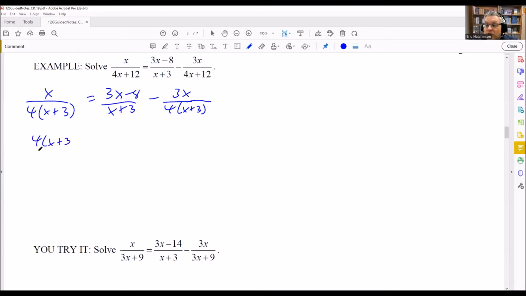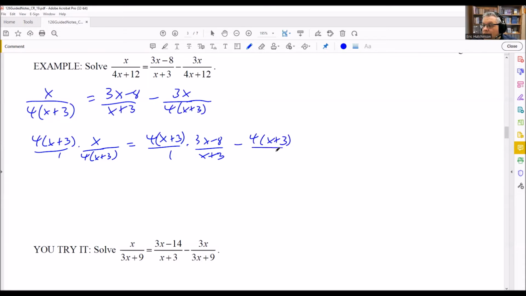So 4 times x plus 3 over 1 will get multiplied by the first fraction we see here. And we will also put that next to the other fraction. And then we'll put it next to this last fraction. Okay, so now we've put that least common denominator in front of each fraction.